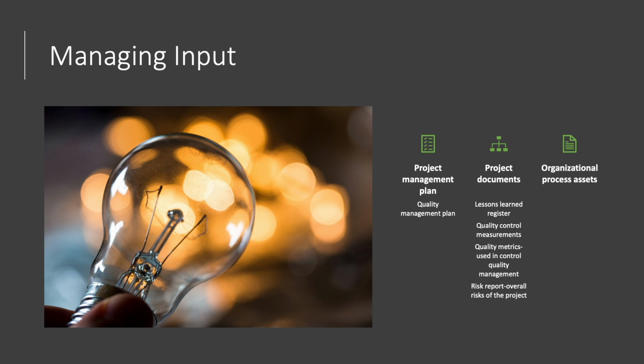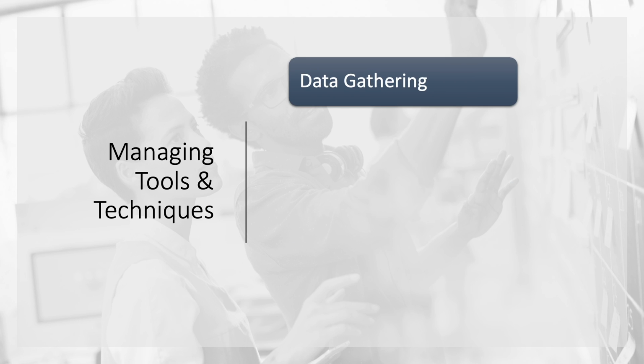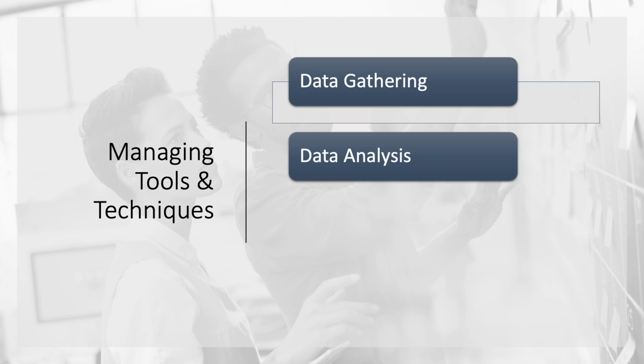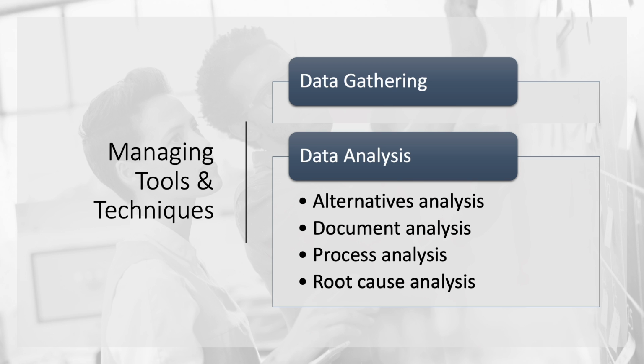And third one, organizational process assets, such as check sheets and test plans. Checklists are used to gather data as it is easier to confirm if the requirements have been met. The following techniques are followed during the process of data analysis.